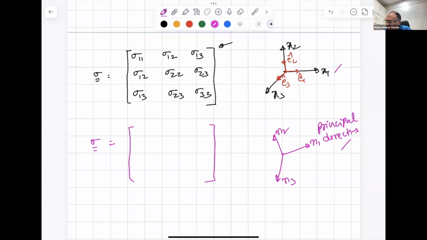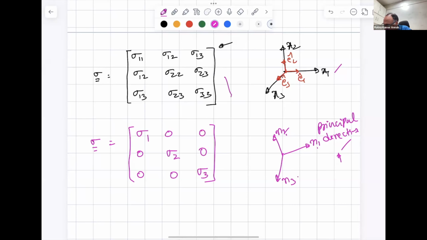If I choose my stress tensor to be written in this frame of reference, what will change? The numbers, elements in the tensor will change. What will be the elements? Because they are all principal directions, will you have shear stresses? No, sir. So I can right away write all the shear components to be 0. I will only have principal components, normal components, that is sigma 1, sigma 2, sigma 3.